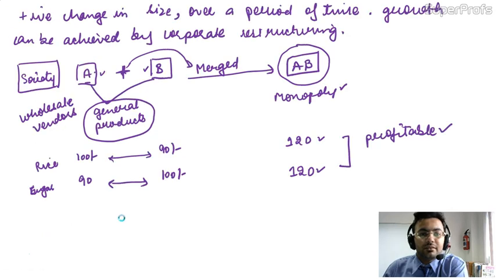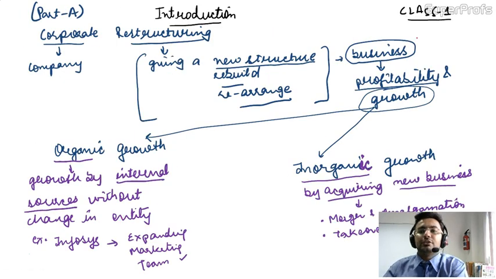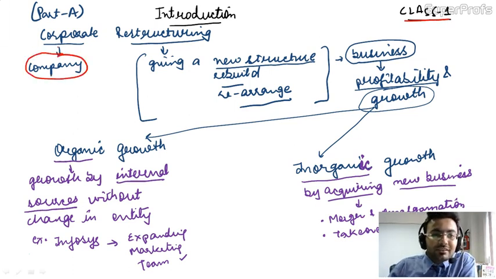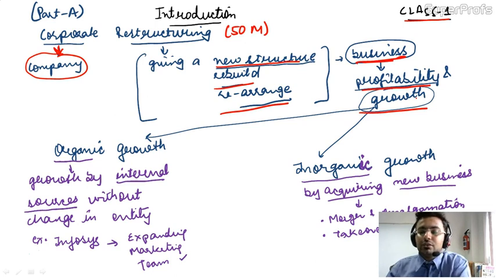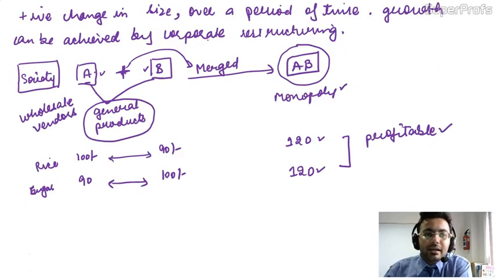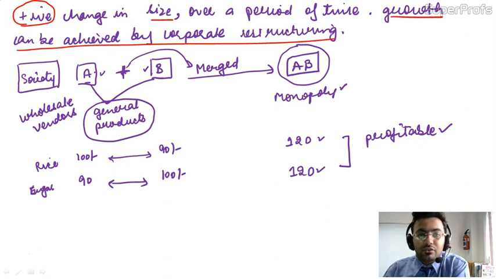So, from where have we started? Okay, we started from here itself. It's class 1. So, what was it? Corporate restructuring. Corporate restructuring will be there in your examination for 50 marks. Giving a new structure, rebuilding or rearranging a business for its profitability and growth. There's a positive change in size over a period of time. Growth can be achieved by corporate restructuring.